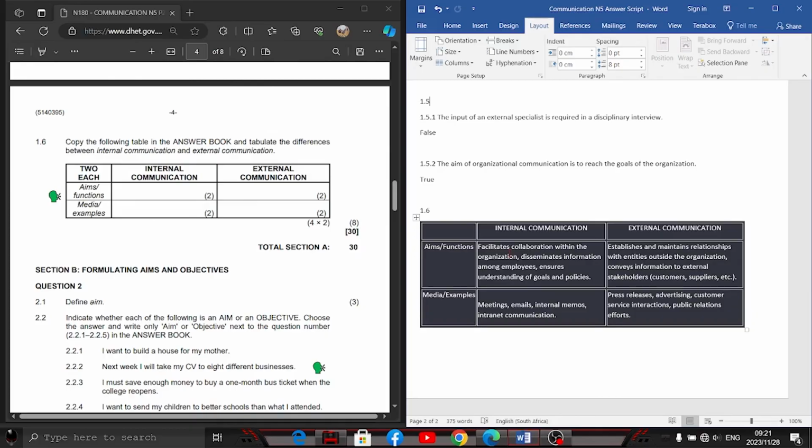Which actually brings us to our difference as far as external communication under media and examples, which are press releases, advertising, customer service interactions, public relations efforts, all those things. If we are basically doing something within the organization to influence anyone who is outside of the organization, that forms part of external communication, right?